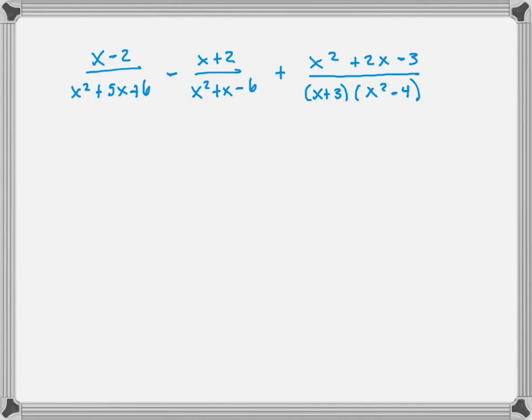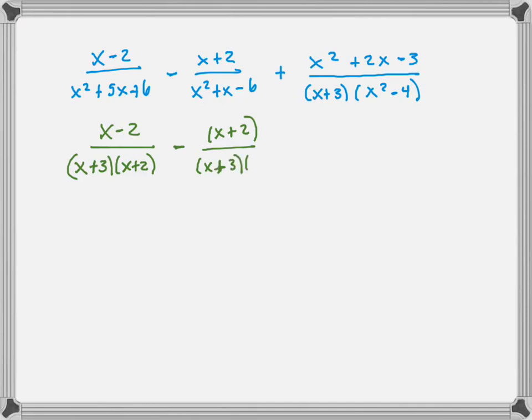So we'll go through that in a couple of examples, but let's start with the first one. So for this one, we're just going to start by factoring. So x minus 2 over x plus 3 times x plus 2, minus x plus 2 over x plus 3 times x minus 2, plus x squared plus 2x minus 3 over x plus 3 times x minus 2 times x plus 2.